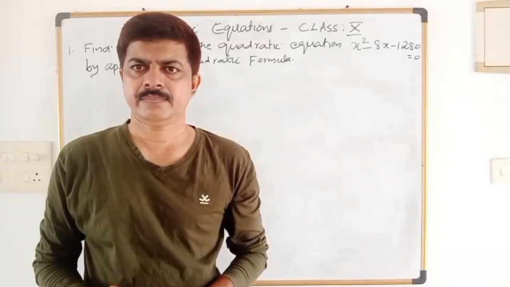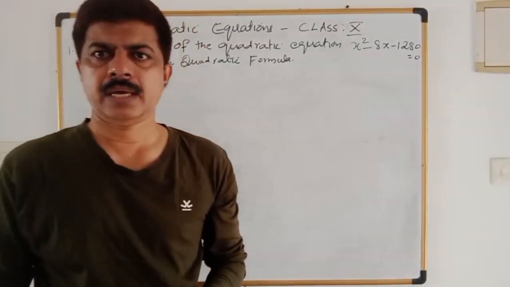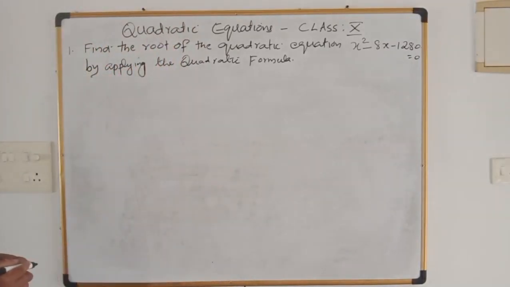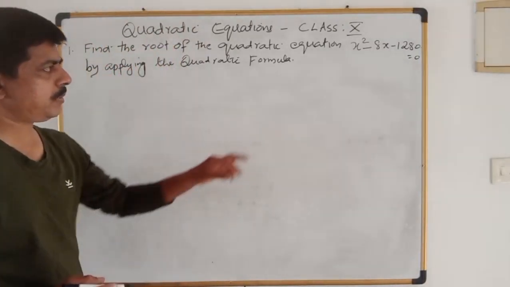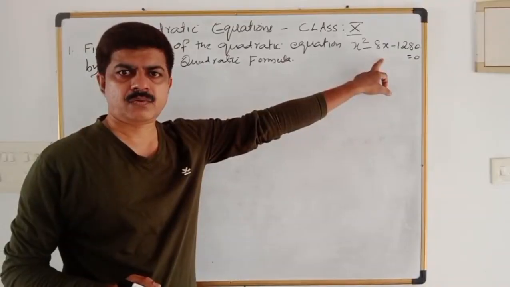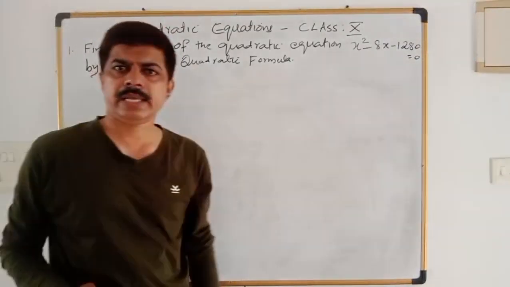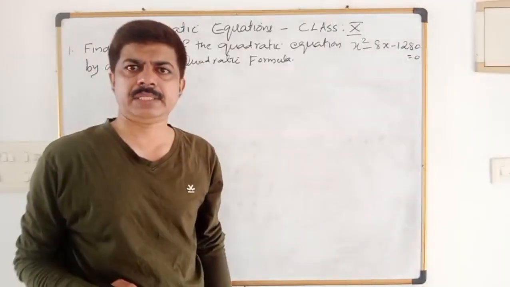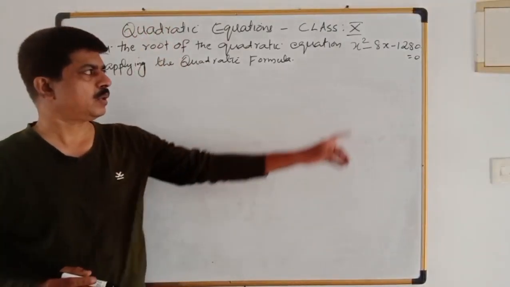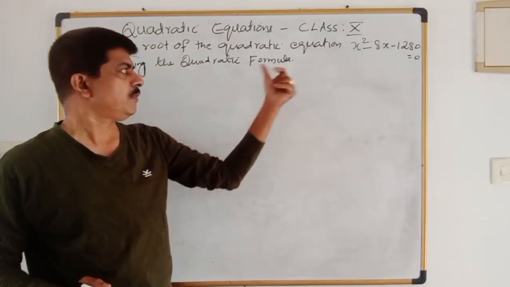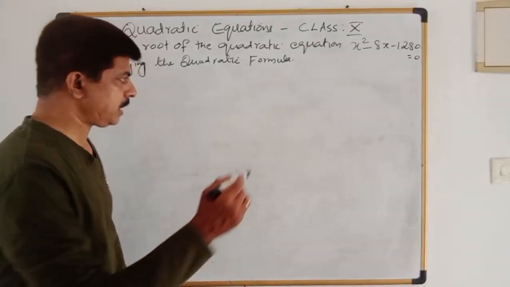Here is our second question. Find the roots of the quadratic equation x square minus 8x minus 1280 is equal to 0 by the quadratic formula. There is another method of solving a quadratic polynomial: we have the quadratic formula. What is the quadratic formula?